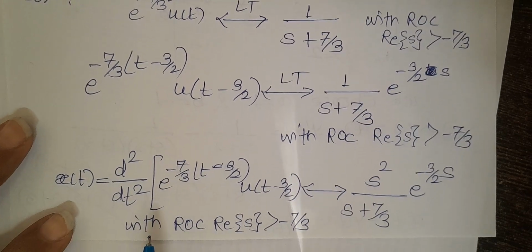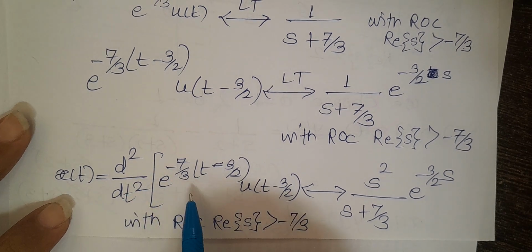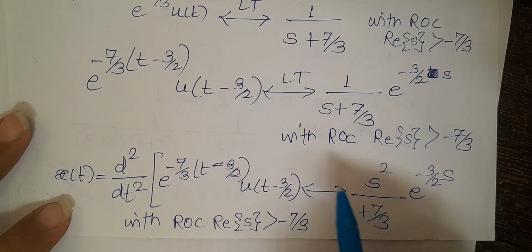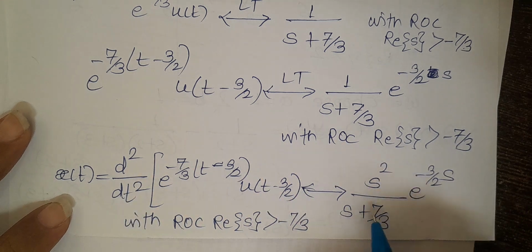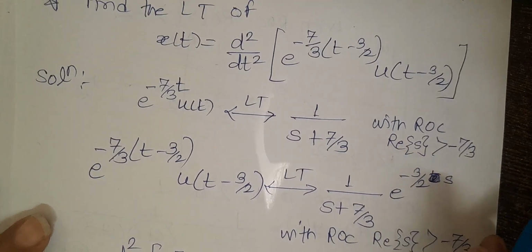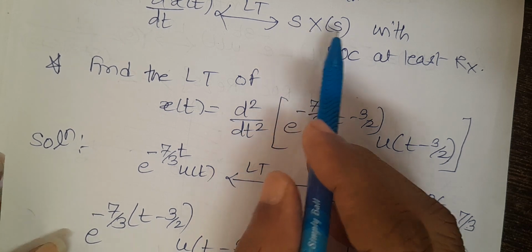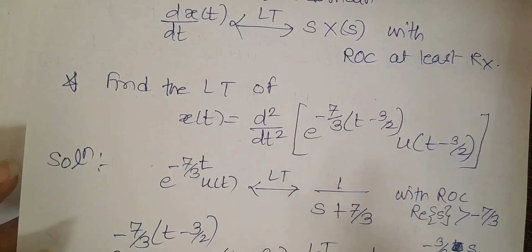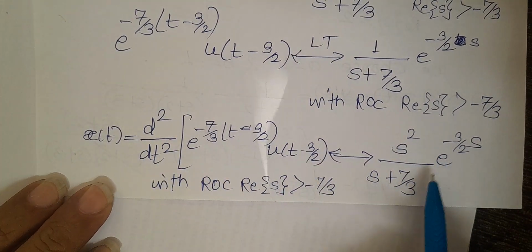Now x(t) is equal to d squared over dt squared of e raised to power minus 7/3 (t minus 3/2) times u(t minus 3/2). As this is a square, we get s squared in the Laplace transform. By the differentiation property, differentiation in the time domain is s times X(s). First order gives s, second order gives s squared. That's why for d squared it is s squared times X(s).